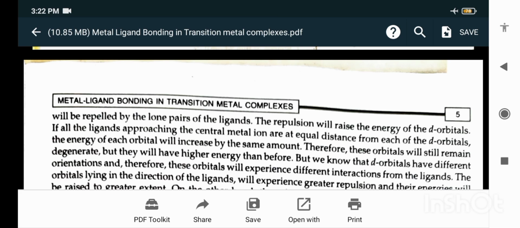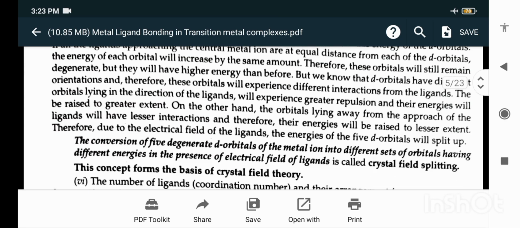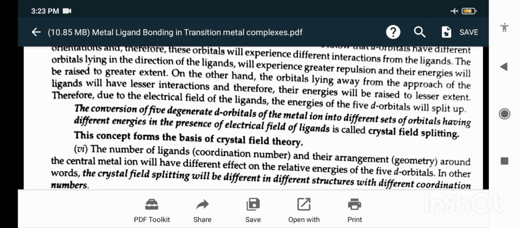But we know that d orbitals have different orientations, and therefore these orbitals will experience different interactions from the ligands. The orbitals lying in the direction of the ligands will experience greater repulsion, and their energies will be raised to a greater extent. On the other hand, the orbitals lying away from the approach of the ligands will have lesser interactions, and therefore their energy will be raised to a lesser extent. Therefore, due to the electrical field of the ligands, the energy of the 5d orbitals will split up.